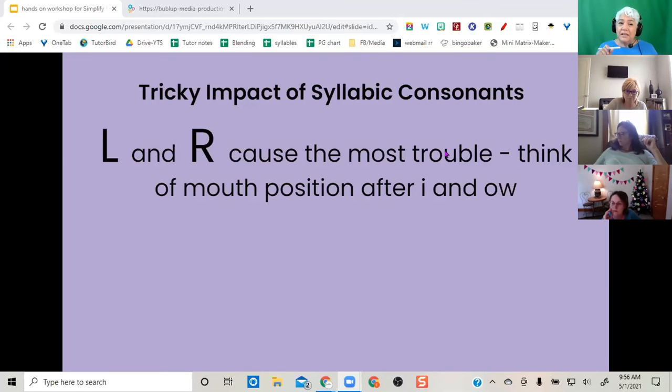And the big issue is M and N is less of an issue, but L and R is very, very tricky because of where it's placed in your mouth. For the R, your tongue's all the way forward. And if you're coming from a sound where your tongue's all the way in the back, like I or ow, where you've got a very different mouth position, that slide from one mouth position to another really messes kids up.